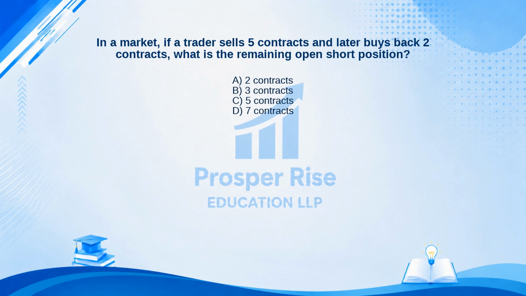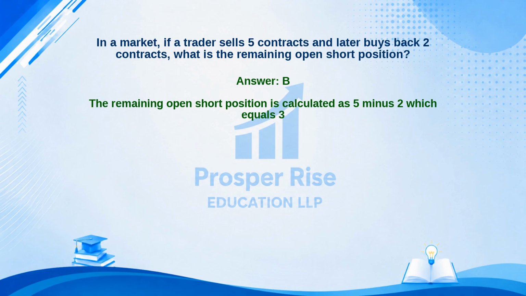The correct answer is Option B. Let's see why. The remaining open short position is calculated as 5 minus 2, which equals 3.